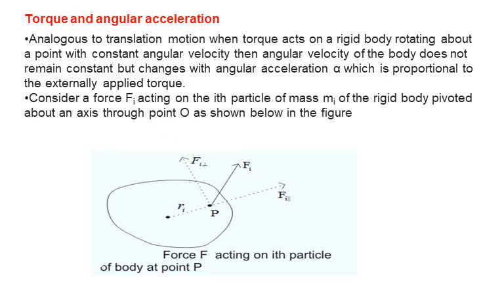Now let's derive a relation between torque and angular acceleration. Analogous to translational motion, when torque acts on a rigid body rotating about a point with constant angular velocity, then the angular velocity of the body doesn't remain constant but changes with angular acceleration alpha, which is proportional to the externally applied torque. For this, consider a force F_i acting on an ith particle of mass m_i pivoted about an axis through point O as shown.